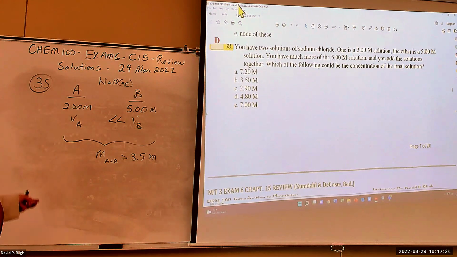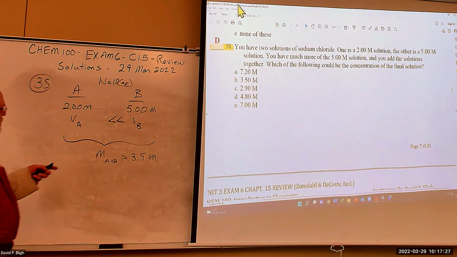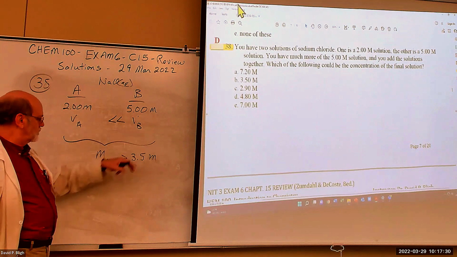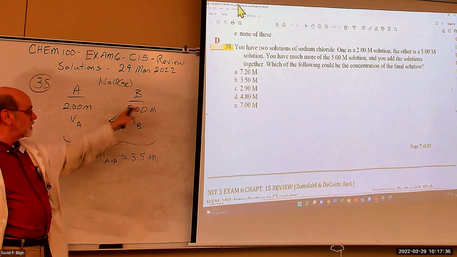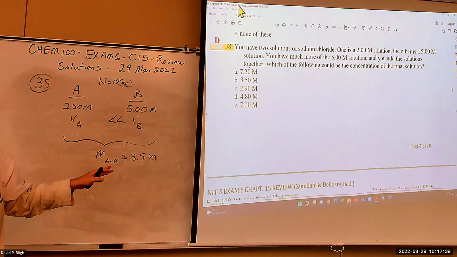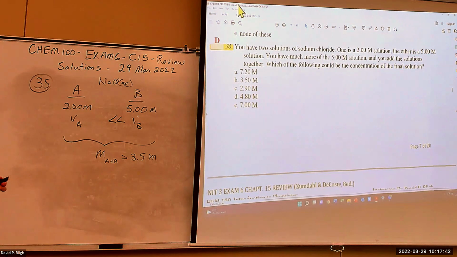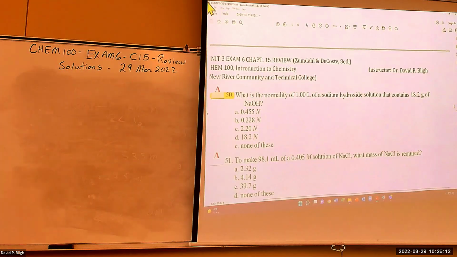All right, the other thing that you want to look at is, are any of these selections less than 2 or greater than 5? Well, actually, if they're less than 3.5, they're out. But if they're greater than 5, they're out too, because you can't dilute a solution and get more. Right? Okay, so that's where I would start. 7.2 can't happen. 7 can't happen. So it's either B, C, or D. 4.8 is greater than 3.5. Okay. 2.9 is less. 3.5 is equal. It's got to be D. That's the only possibility.